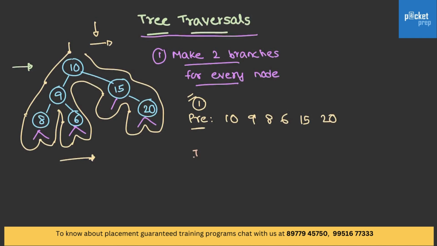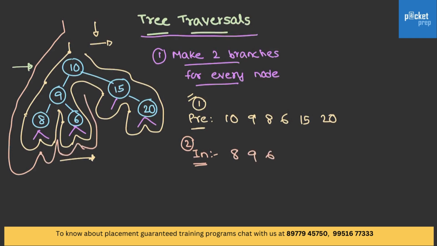Let's try to write in-order traversal for the same tree. In-order traversal should be written when we visit the node for the second time. So I have to start from top down to left to right. I have not visited any node for the second time yet. Here I am visiting 8 for the second time. 8 has to be written. And then I am visiting 9 for the second time. 6, 10, 15, 20, and that's it.